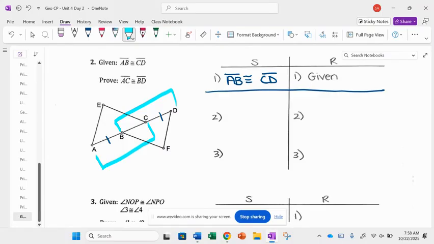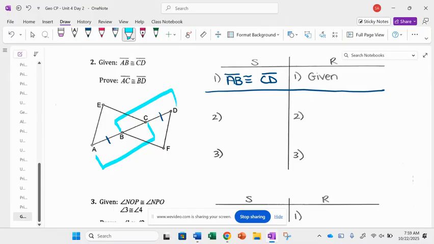Right now, I don't have the full AC congruent to the full BD. All I have congruent right now is segment AB and CD. Do we agree? But I don't want just AB. Don't I want A to C? Now, to get from A to C from AB, wouldn't I just add BC to it? If I add BC to AB, wouldn't I get the full AC?